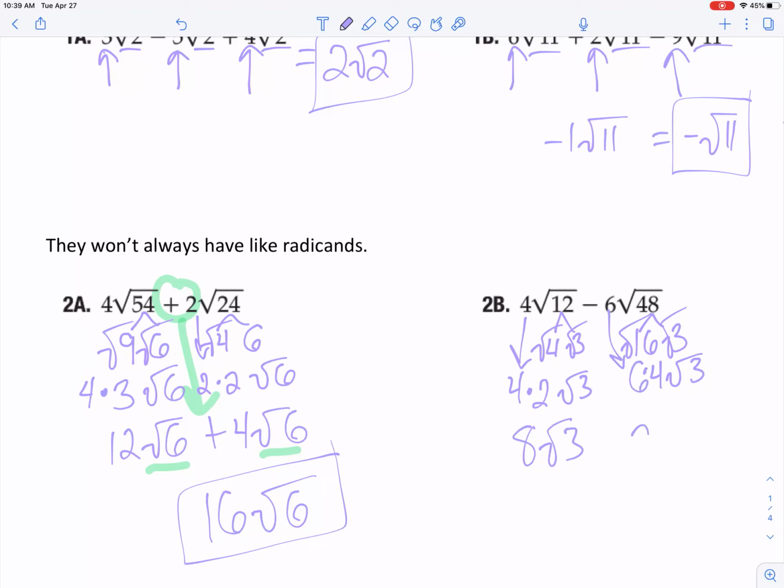6 times 4 is 24. Root 3. Bring down, let's see, this time it was a minus sign, so I'm just going to write a minus sign. And 8 minus 24 is going to give me a negative 16 root 3. Just like that.